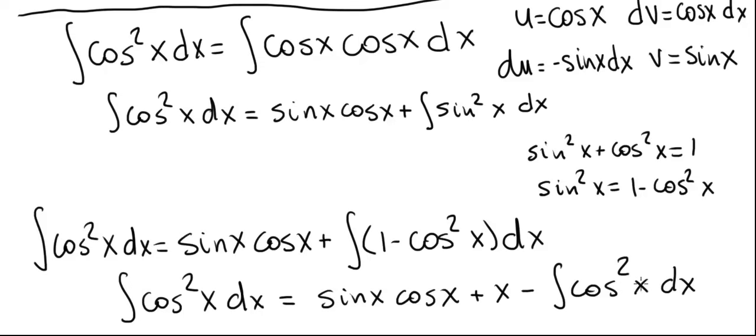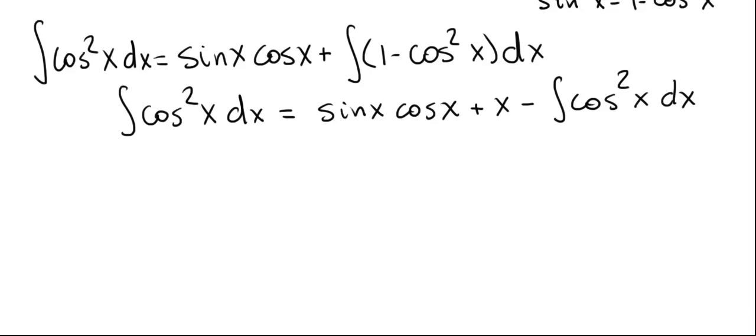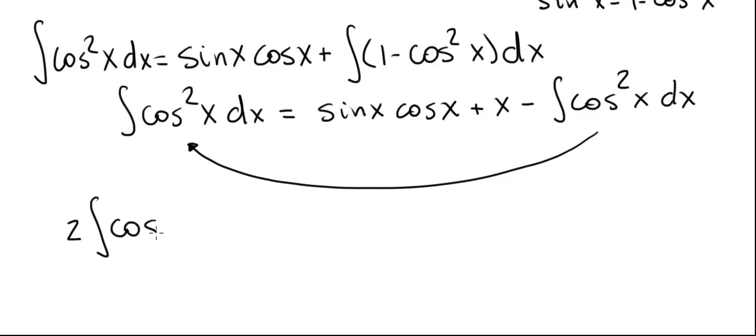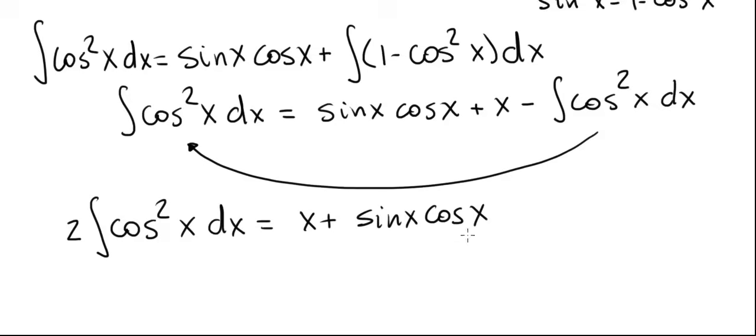As you can see, we have the same integral on the right as we do on the left, and the integral on the right has a minus sign, so we're going to take that integral and move it over to the left hand side, but the sign will change from minus to plus. That gives us 2 times the integral of cosine squared x dx equals x plus sine x cosine x on the right hand side.